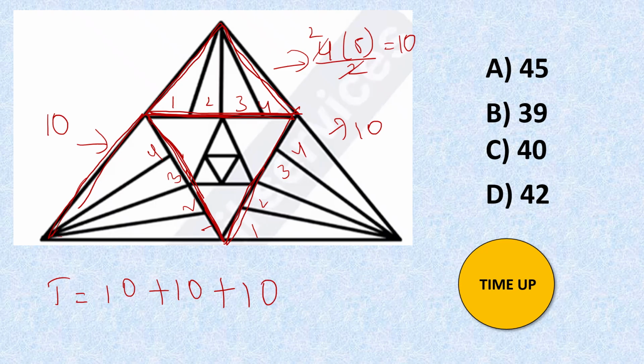That's it. No other triangle can you see? You can see. So here the extra triangles you need to add. Which are the extra triangles now? I will tell you.